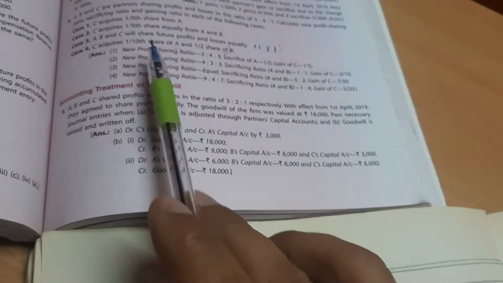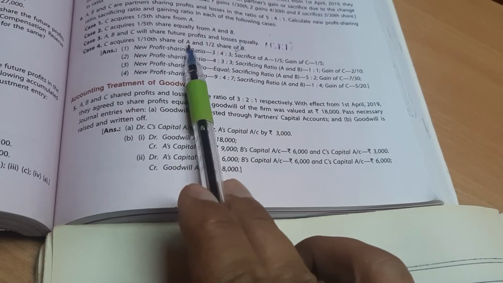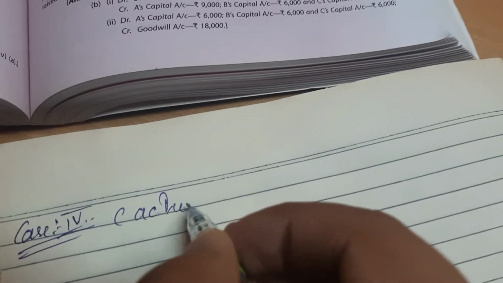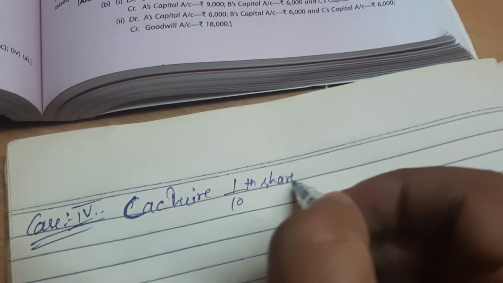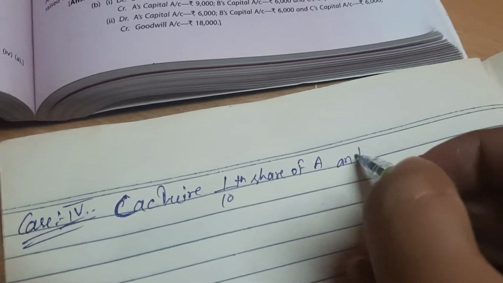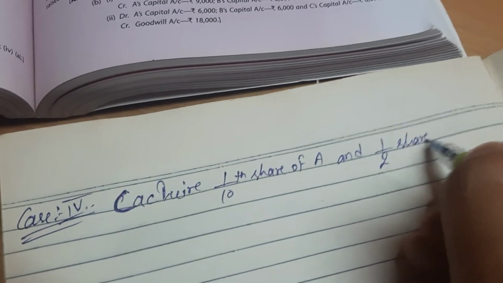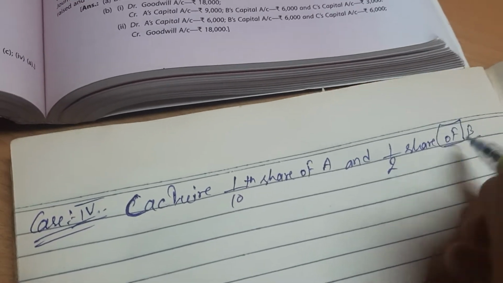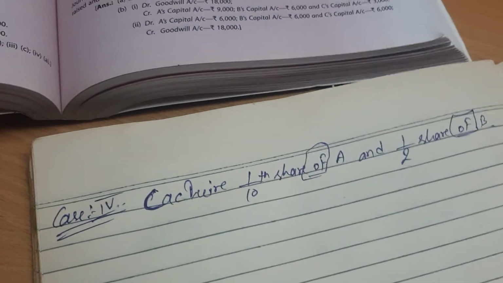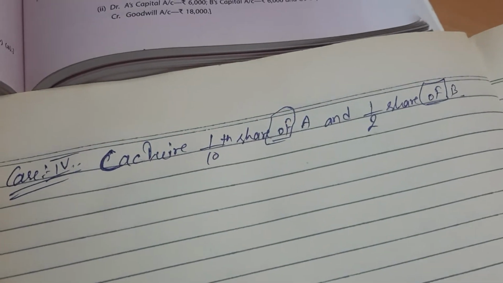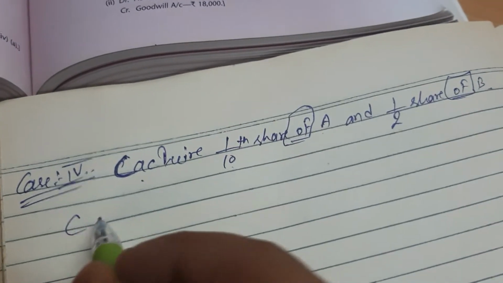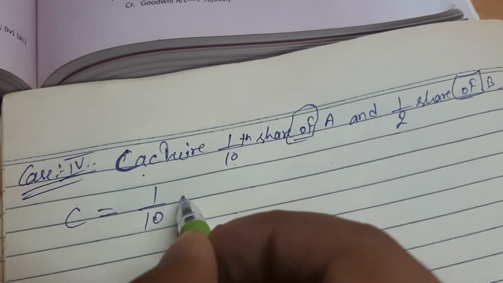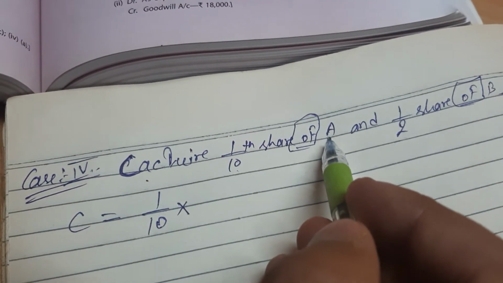So what is the case? C acquires 1/10 share of A and 1 by 2 share of B. Write it here. C is a partner, acquiring 1/10 share of A and 1 by 2 share of B. You already learned that "of" in mathematics means multiply. So C is acquiring 1/10 share of A. What part is C taking? 1/10 share of A. What is the share of A?